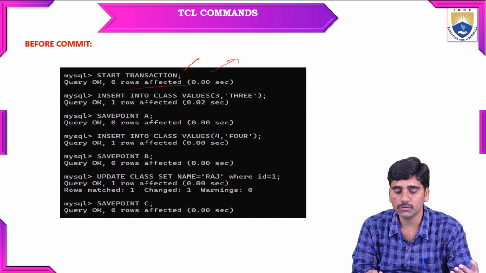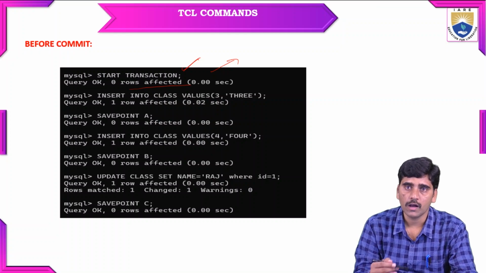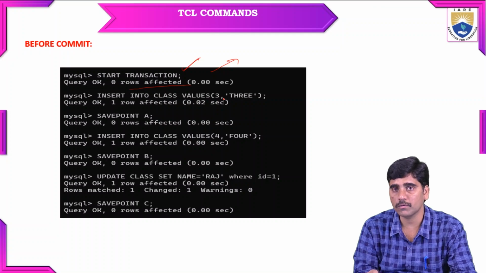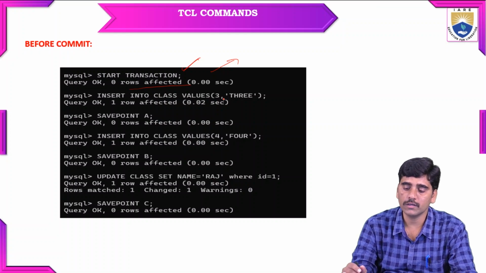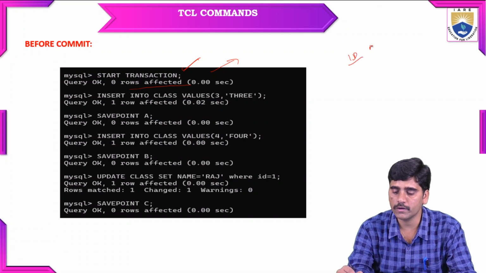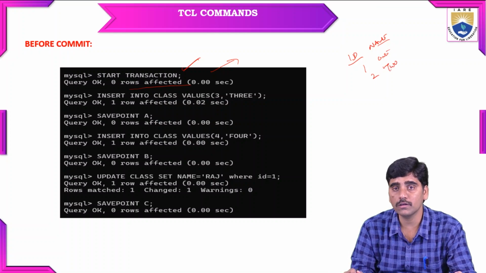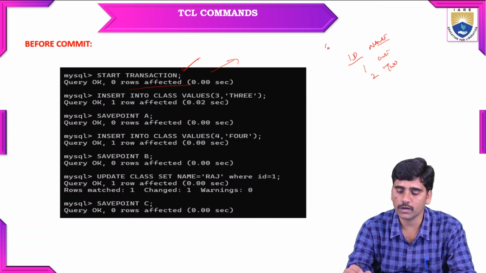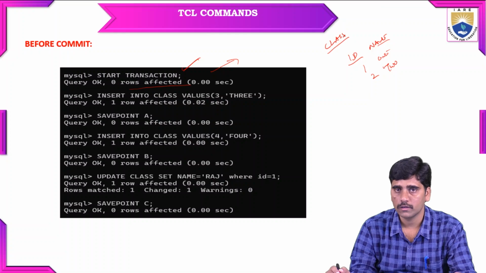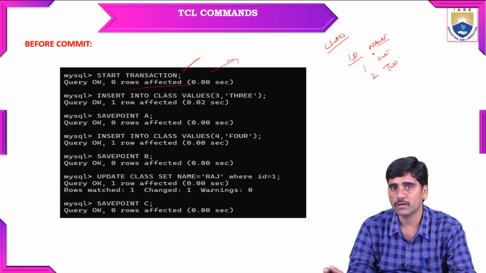Now I am going to perform some transactions. What transactions am I going to perform right now? I am going to insert some values. The table already contains ID and name: 1, 1 and 2, 2. These two are already inserted in the table. The table name is class, and the attributes are ID and name.